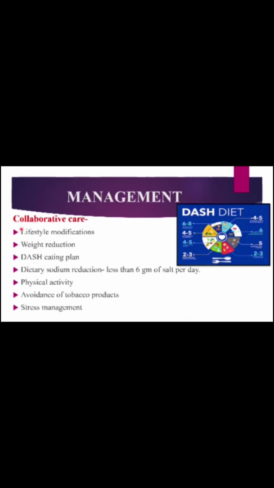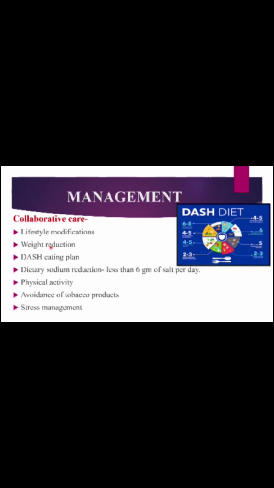So management here includes collaborative care. Within the collaborative care, there are lifestyle modifications. The lifestyle modifications include weight reduction, DASH diet, where DASH means Dietary Approaches to Stop Hypertension, then dietary sodium reduction, moderation of alcohol consumption, regular aerobic physical activity, and avoiding tobacco use or smoking.